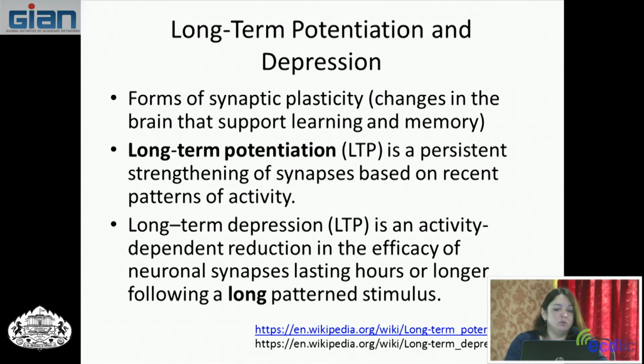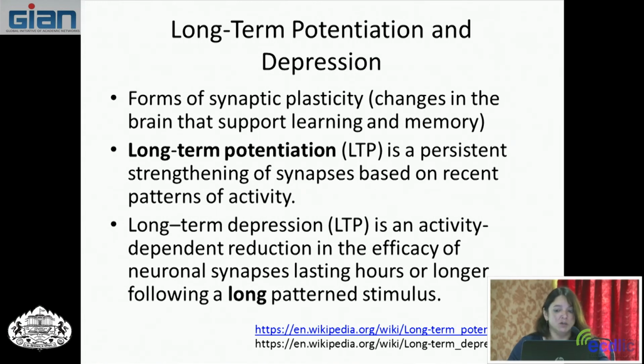So there's two mechanisms, one is termed long-term potentiation and one is termed long-term depression. If you look at these on the web, you will see that these can be pretty complicated processes, but the basics of it is that these long-term potentiation and depression are forms of synaptic plasticity. These, again, are changes in the brain that support learning and memory.